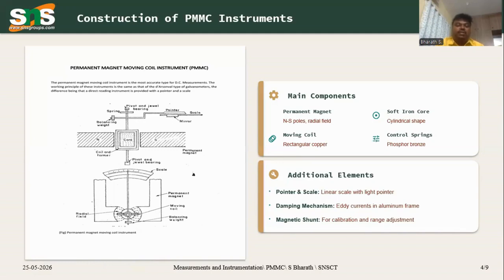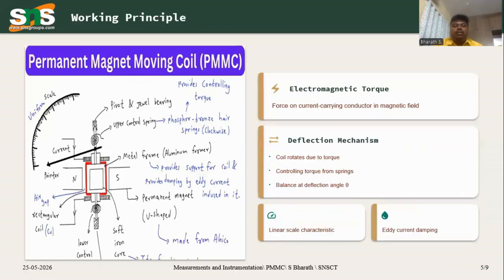The control springs provide the controlling action. As the coil rotates, the pointer moves on the scale depending upon the measurement. So this is the construction of the PMMC instrument. So you have the pointer and scale. A damping mechanism is also there, and a controlling mechanism is also there.